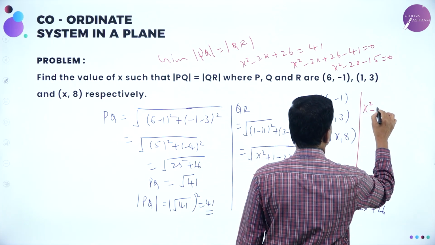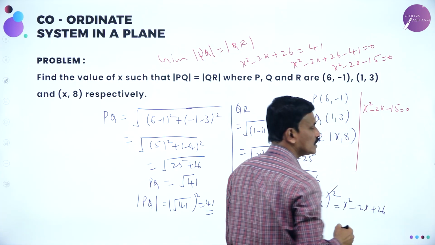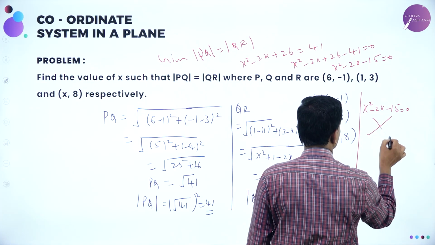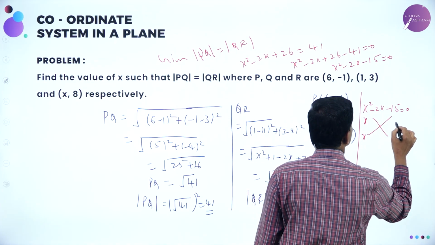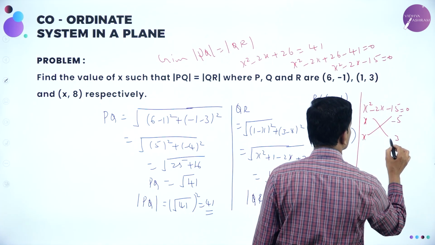So x square minus 2x minus 15 is equal to 0. This can be written using factors of 15: 5 threes are 15. We can cross multiply like this. So this is 5 threes are 15. We can take this as negative and positive.